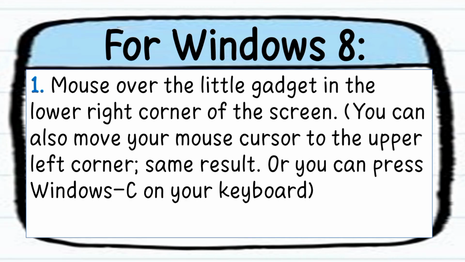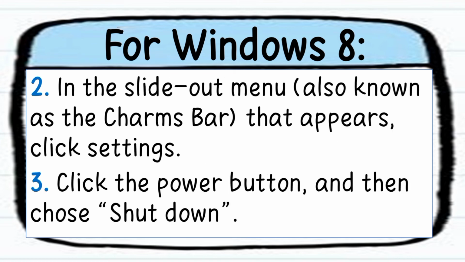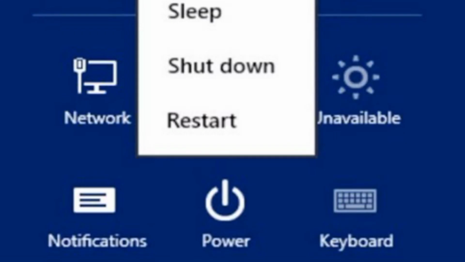For Windows 8, mouse over the little gadget in the lower right corner of your screen. You can also move your mouse cursor to the upper right corner, same result. Or you can press Windows C on your keyboard. In the slide-out menu, also known as the Charms bar, that appears, click Settings. Click the power button and then choose Shutdown. Here is the picture.